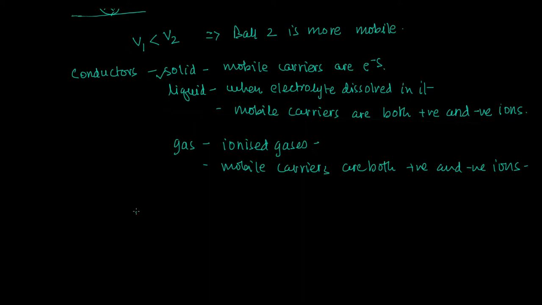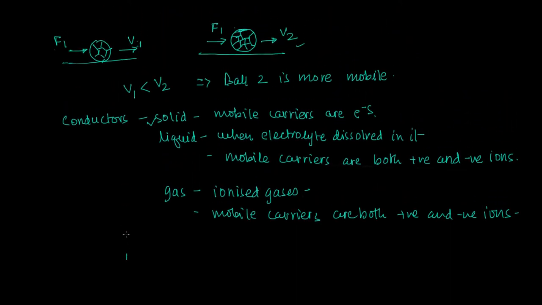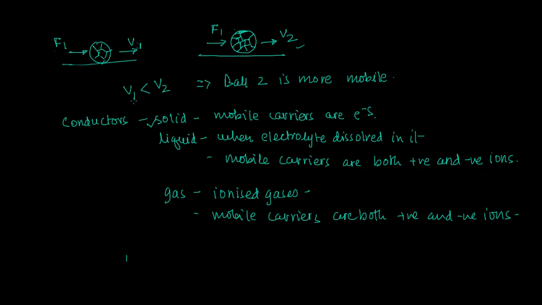Now what do I do here to make it an objective thing? I see that if velocity is higher for a given force, then mobility is higher, so velocity should remain in the numerator, and F should go to the denominator, right? Why? See, for the same force, greater V implies greater mobility. So that's why V should go to the numerator.